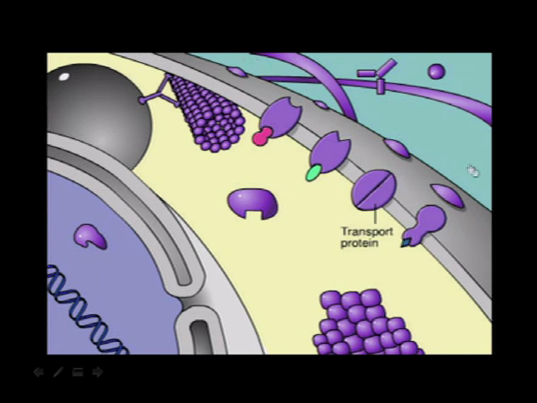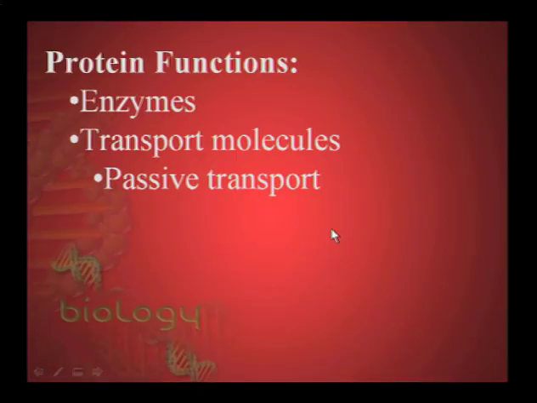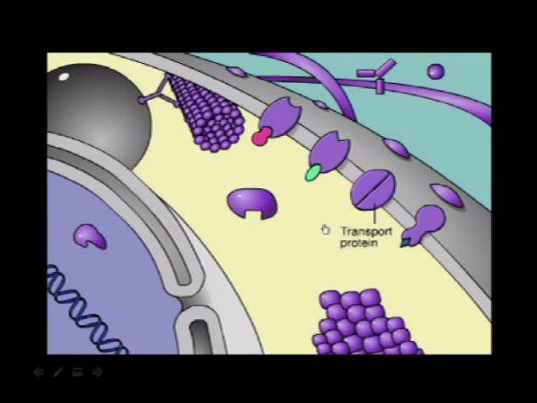So what we're looking at here is the outside of the cell, the inside of the cell, the cell membrane, and here's a transport protein embedded in that cell membrane. And so what it's going to do is allow particles to pass through the membrane. So in passive transport, there is no utilization of cell energy, and particles can only go from where they're more concentrated to where they're less concentrated.